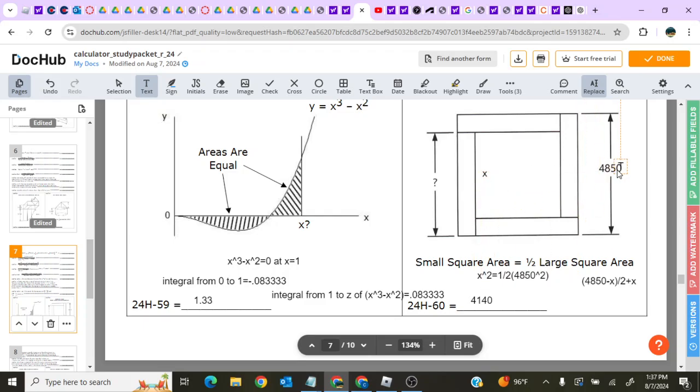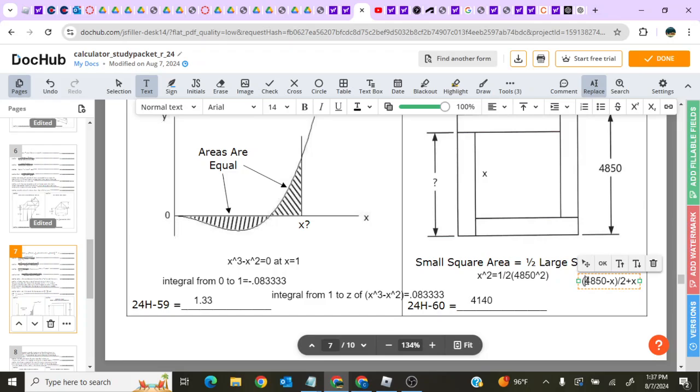Well, if you subtract 4,850 by x, you'll get 2 of these segments left, and dividing by 2, you'll be left with 1. So 4,850 minus x over 2 gives you that smaller segment, and then plus the x you already have gives you a value of 4,140.